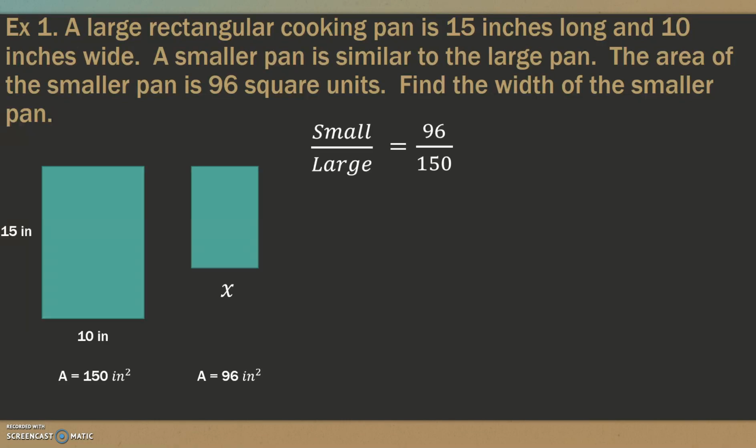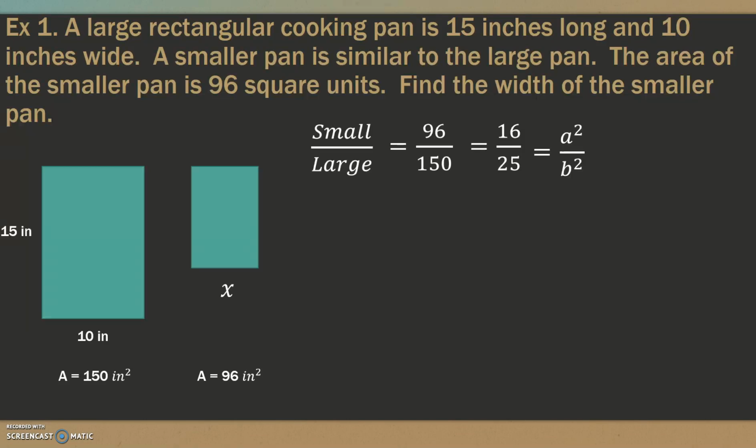Before you do anything, you need to reduce this fraction. Don't just jump into saying that 96 is a squared and 150 is b squared, because you're going to get a bunch of decimals. So reduce it as far as you can. This reduces to 16 over 25, and what this represents is a squared over b squared.